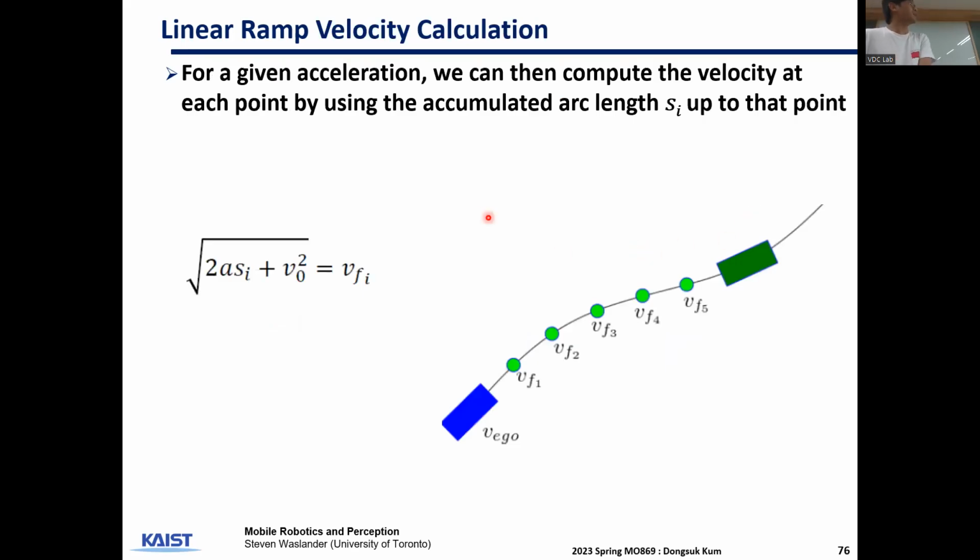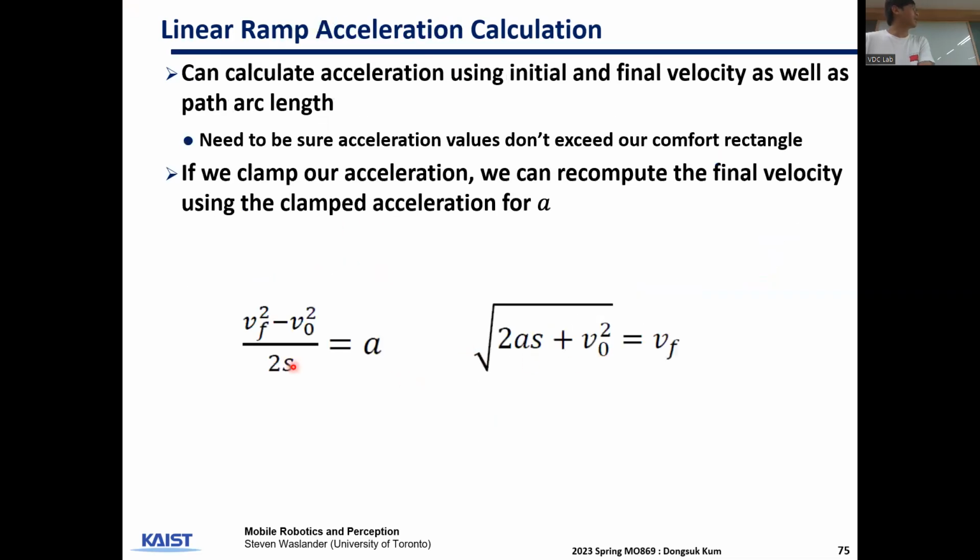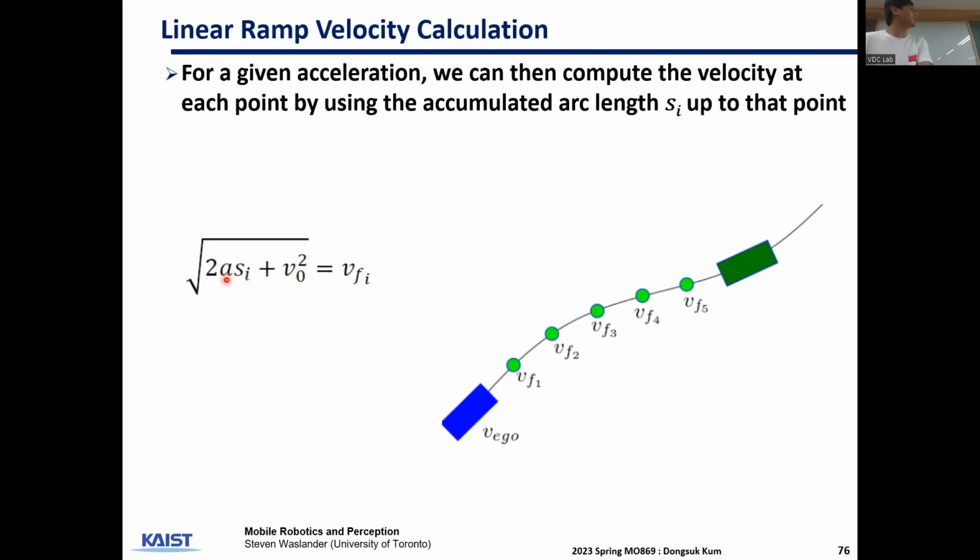Then for any given acceleration, we can compute the velocity at each point by using the accumulated arc length SI up to that point. So we have our acceleration that we want, and then we can calculate VFI from our initial position SI. So here we want the vehicle to be at VF1 at this stage of the plan and VF2 at this stage, for example.